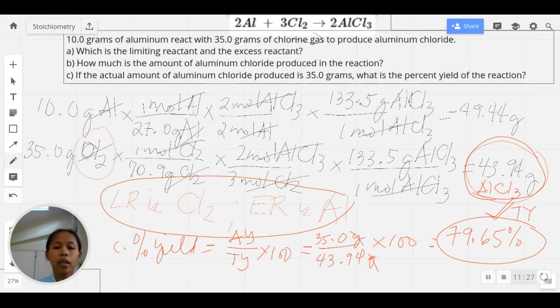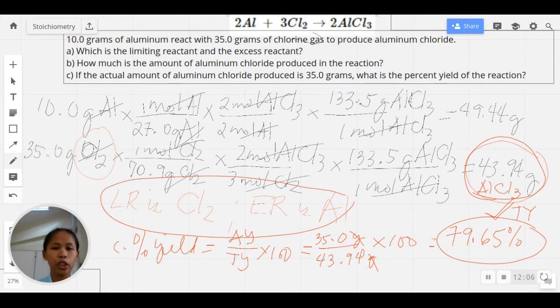So always remember, AY, actual yield, should be smaller. The one mentioned in the problem should be smaller compared to what you get in the computation, which is your theoretical yield. So basically, that's it for our computations of percent yield from the knowledge about limiting reactant and excess reactant. So LR and ER identification in the previous video, we just had the mole to mole conversion because anyway, you were just being asked for the LR and ER. But in this problem, LR and ER has an extension. The extension would be the percent yield.